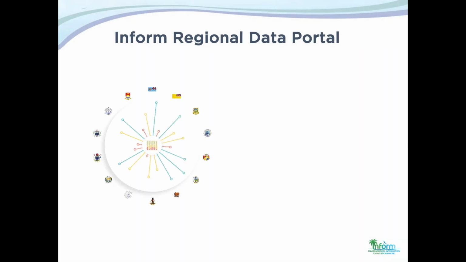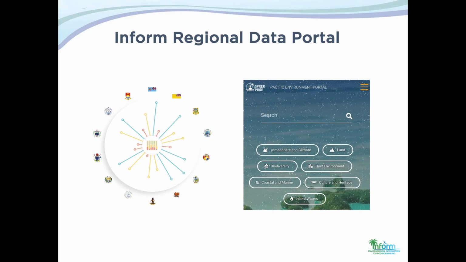Thanks to the Inform project, national environment portals have been established in all 14 Pacific Island countries, with most of those countries engaged to utilize their portals as the primary repository for their national environmental data. There is also a regional data portal called the Pacific Environment Portal, which is managed by SPREP and focuses on data and information relevant to the Pacific region.